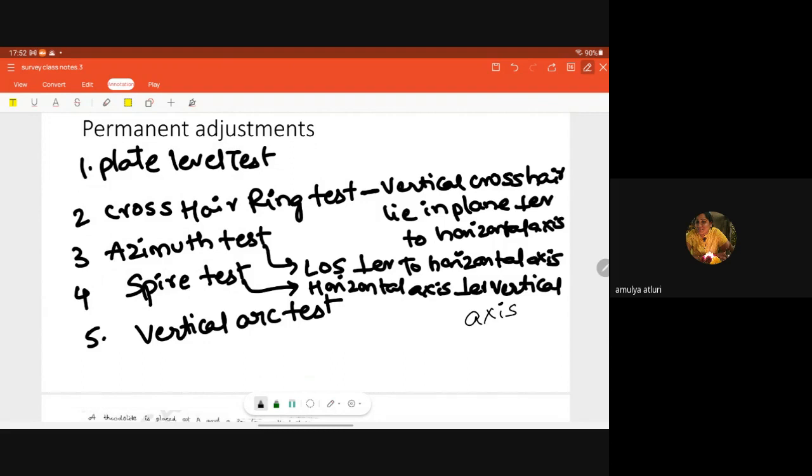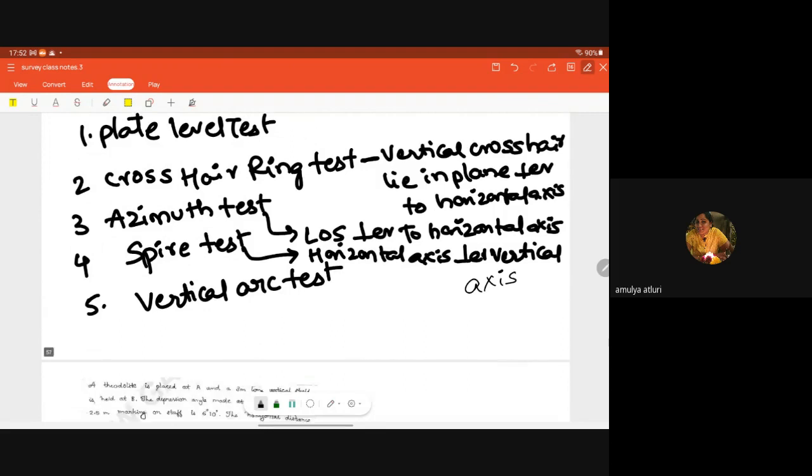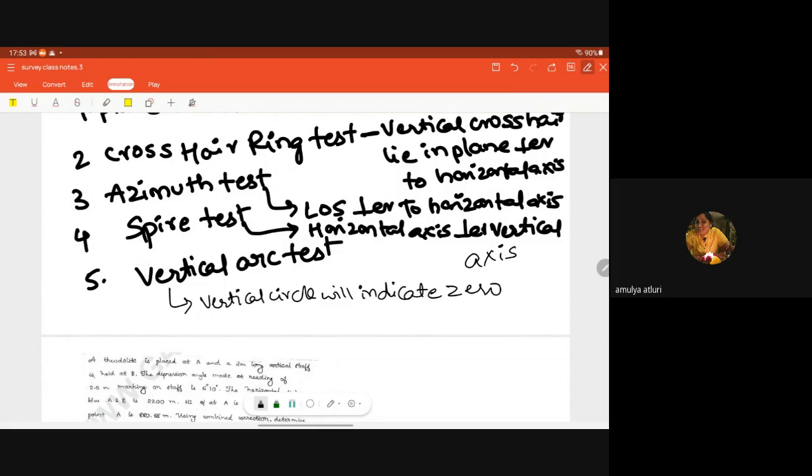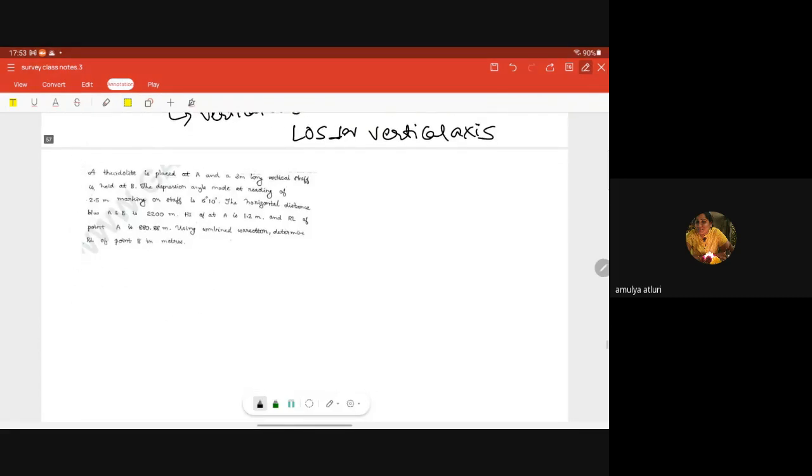Okay, now next, the vertical arc test: to make the vertical circle indicate 0 when the line of sight is perpendicular to the vertical axis. I already told you the vertical circle will indicate 0 when the line of sight is perpendicular to the vertical axis. Okay, fine.